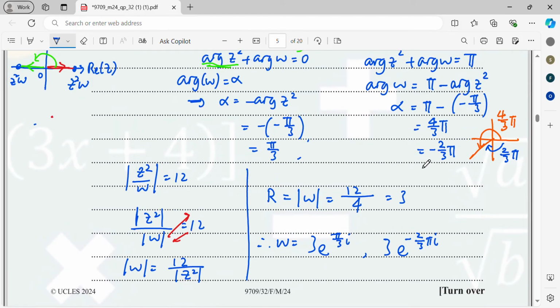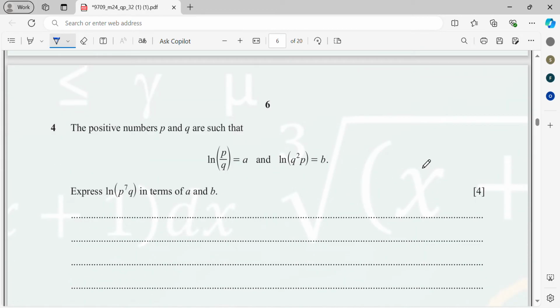So this will be the solution of this question. Okay, now next question: the positive numbers p and q are such that ln(p/q) equals a, and ln(q²p) is b. Given these two ln values, express ln(p⁷q) in terms of a and b. Okay, so from here, I will start with ln(p/q) equals a.